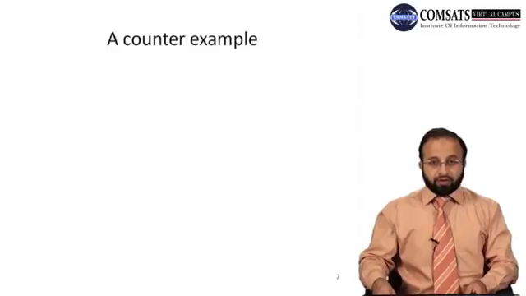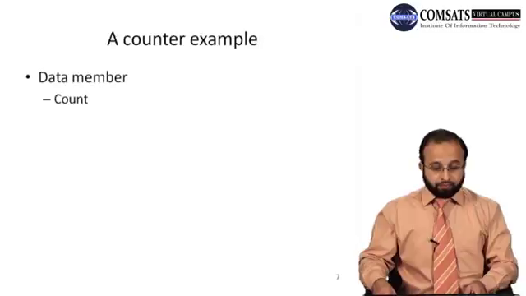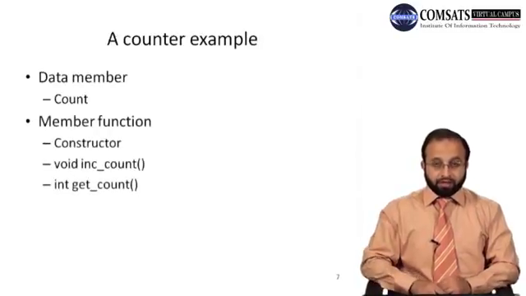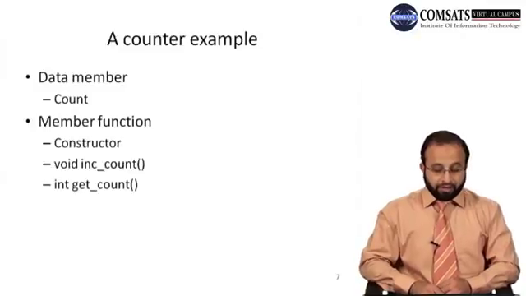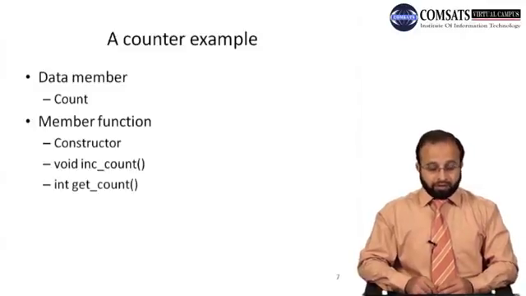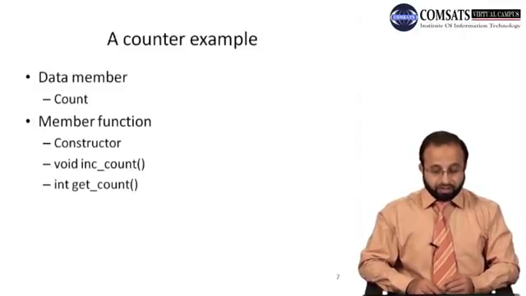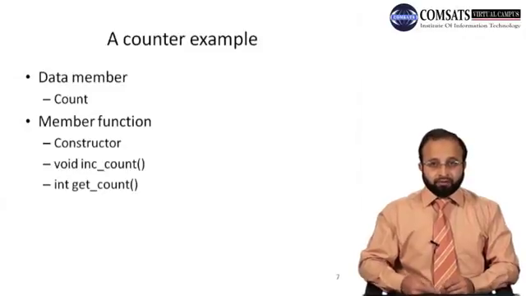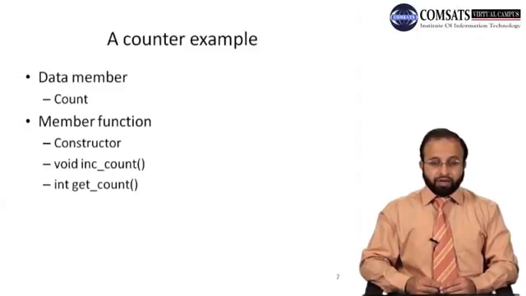Let's see an example, a counter class example, in which we have a data member count and the member functions are the constructor, increment count, inc_count, and get count. The return type of increment count is void. It just increments the count by one. And the return type of get count is int. So in this class we have only one private data member, that is count.